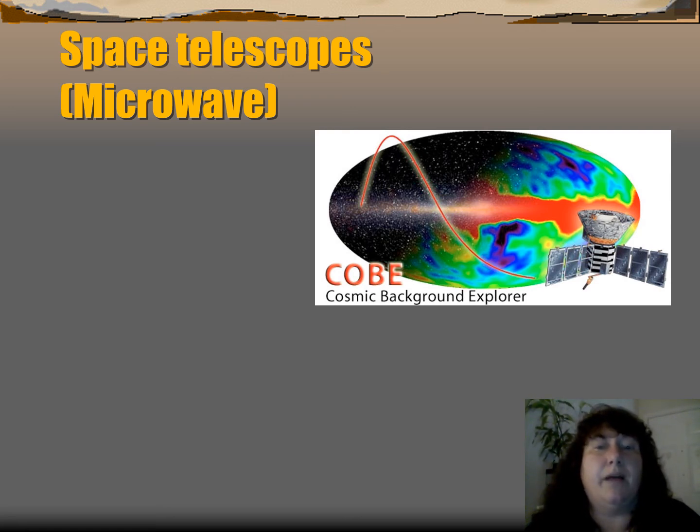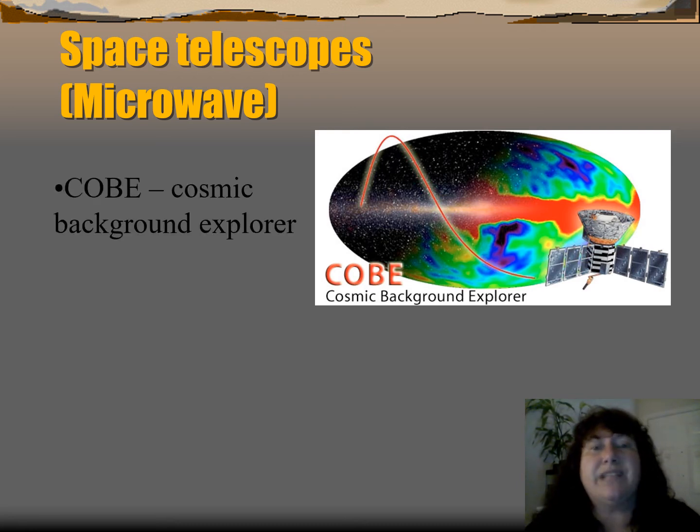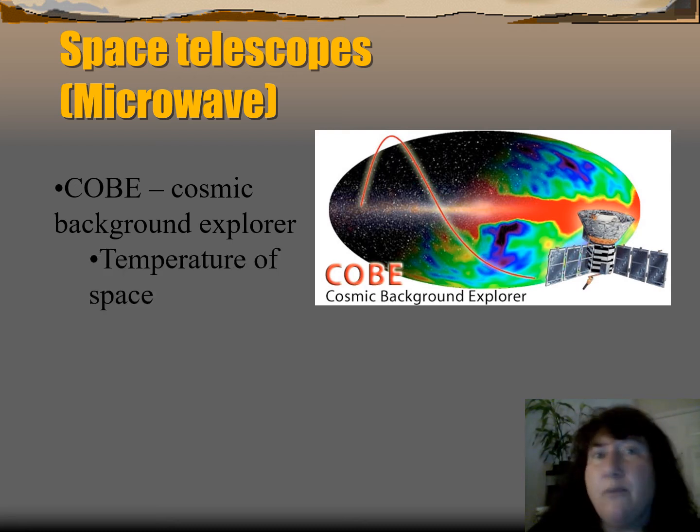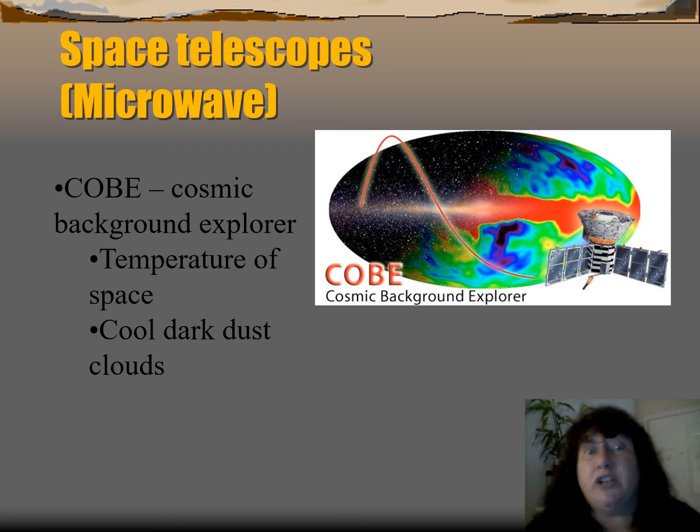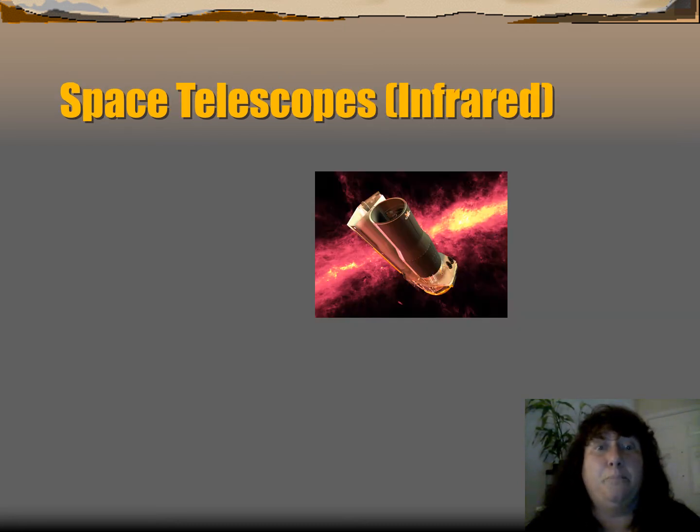One of them, and I think they've had more since then, is called COBE, which is the Cosmic Background Explorer. This was actually the telescope that took measurements of the background radiation and microwaves. And we were able to determine the background temperature of the universe to be about 2.7 Kelvin, which is actually predicted by the Big Bang Theory. We measure cold, dark dust clouds with the COBE.